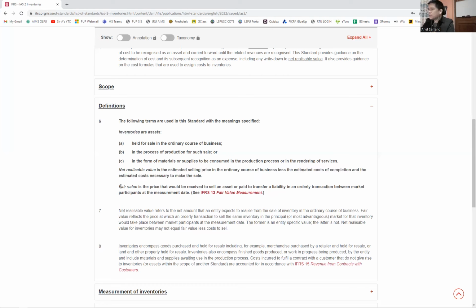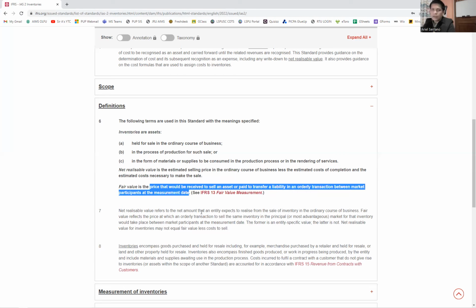We will also use eventually the term fair value. Although I know for most of you, familiar na po kayo dito sa term na fair value. Okay? And this is, ulitin lamang po natin for the benefit of this discussion. This is the price that would be received to sell an asset or paid to transfer a liability, depende if you are the debtor or if you are the creditor, or the buyer or the seller, in an orderly transaction between market participants at the measurement date.